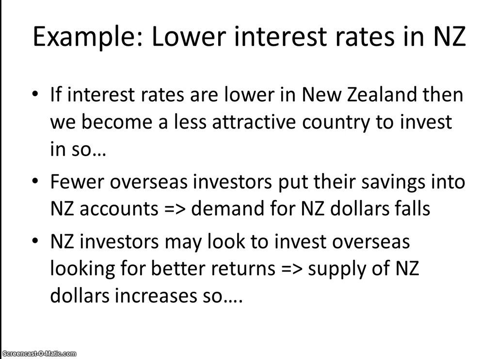So just an example to start with, suppose interest rates were lower in New Zealand. If that happened, we would become a less attractive country to invest in. People are looking for the best returns on their money, so there will be two effects. There'll be fewer overseas investors wanting to put their money into New Zealand accounts, so the overall demand for New Zealand dollars will fall. At the same time, investors who've got their money already in New Zealand may look to put their money overseas to get those better returns. So they'll need to swap out their New Zealand dollars for other currencies, and the supply of New Zealand dollars will increase. So this is what it will look like.